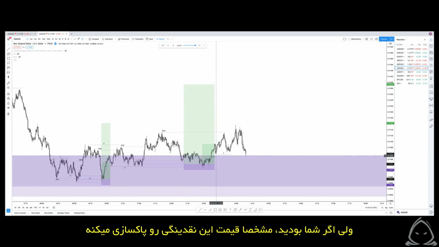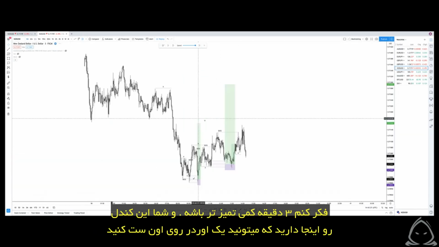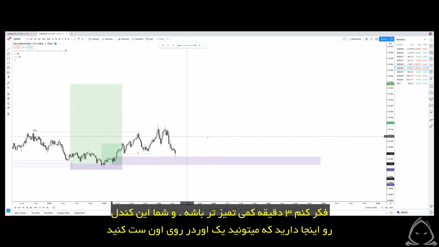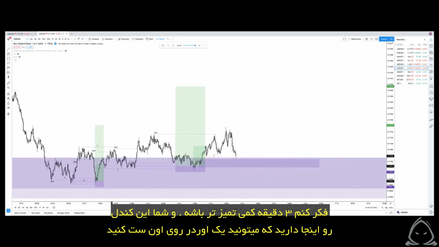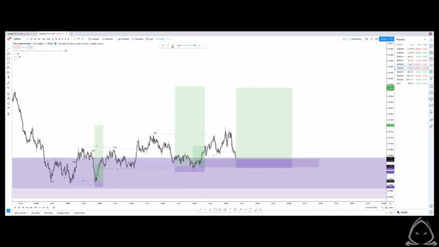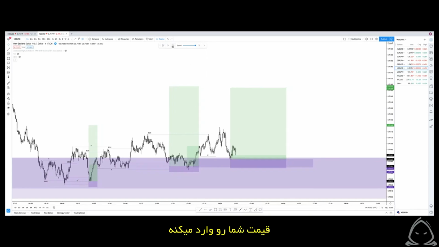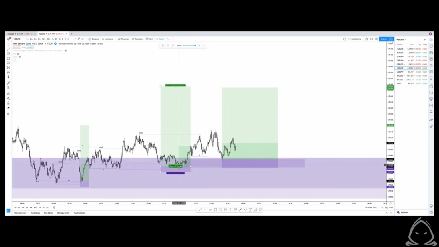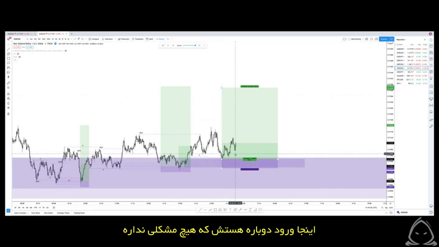But if you were, obviously price sweeps this liquidity. I believe the 3 minute is a little cleaner, and you get this candle here where you could set an order on this one here. Again, if you want to cover the order blocks, 3 pips, there's nothing wrong with covering these lows here. Price tags you in. Obviously this is bang on New York, so you potentially ride New York momentum, and this is a scale in, which again, there's nothing wrong with.